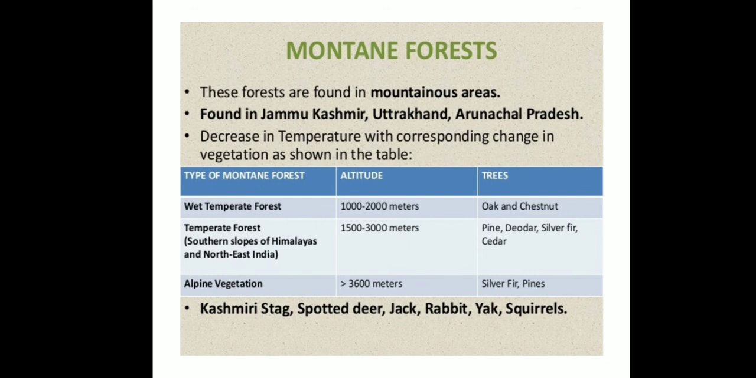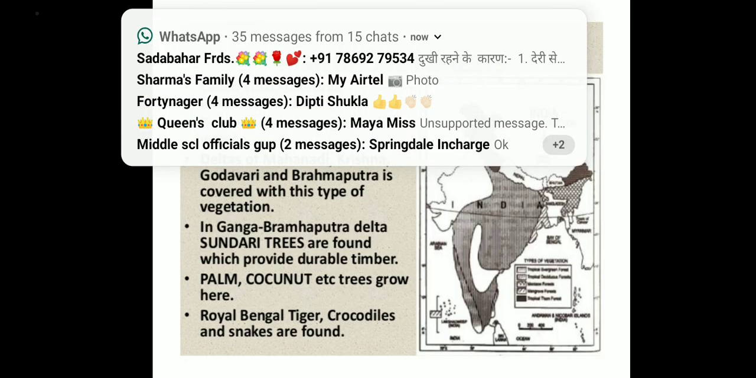Now we have mountain forest. These forests are found in mountainous areas, found in Jammu and Kashmir, Uttarakhand, Arunachal Pradesh. There is a decrease in temperature as we go higher and higher, and the vegetation changes accordingly, as shown in the table. See, they have given types of mountain forest, then altitude as we go higher and higher, and different types of trees found in those areas.